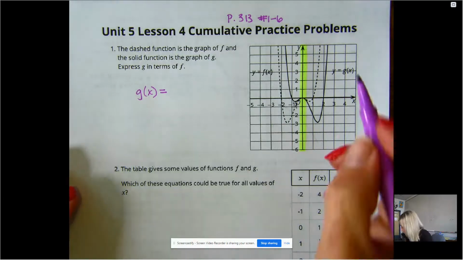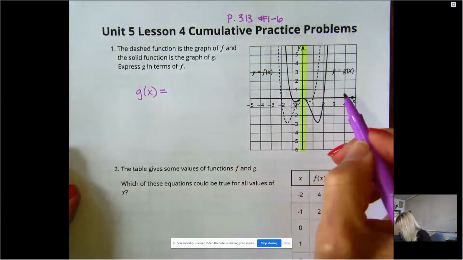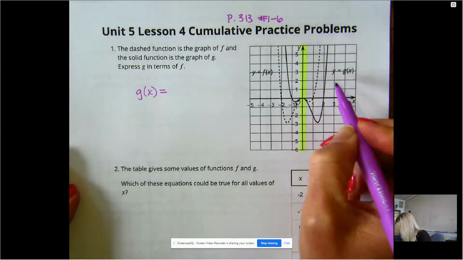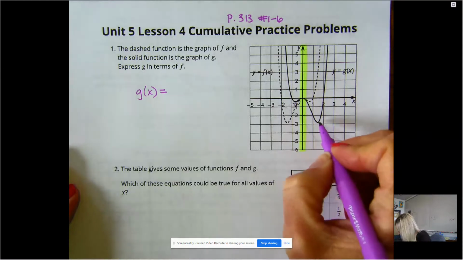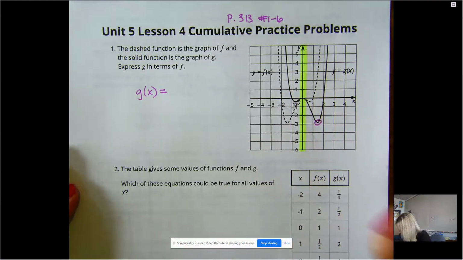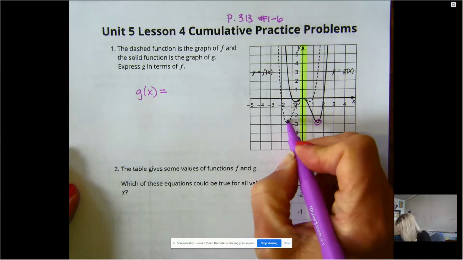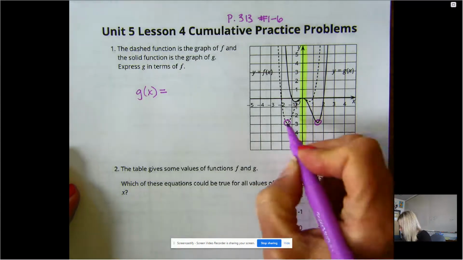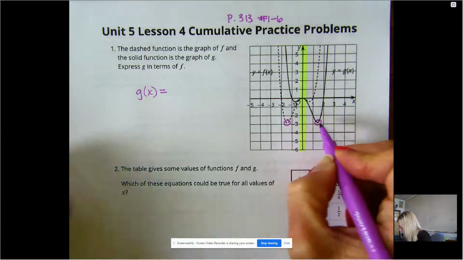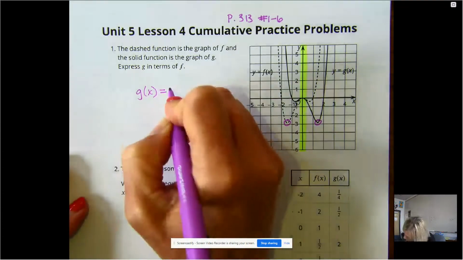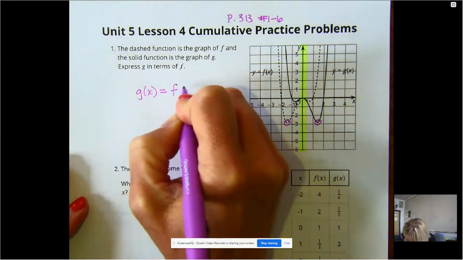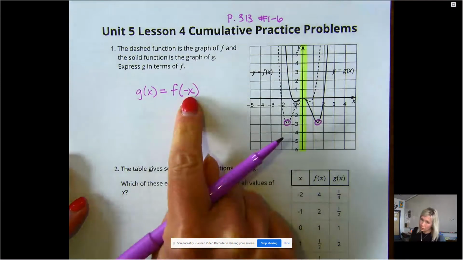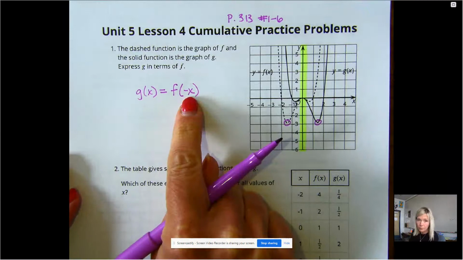And so when I look at the g of x point, let's just say right here, it's a reflection over the f of x point, and so the output has stayed the same. It's the input that's changed, which means this is equal to f of negative x, a reflection, or a change, the negative in the input.